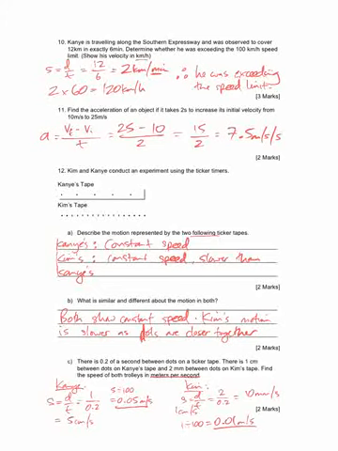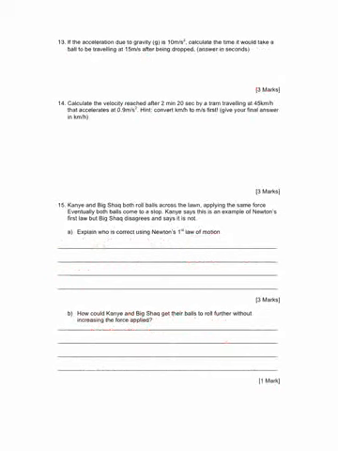Next, page 4. If the acceleration due to gravity is 10 meters per second squared, so we've gone over the fact that it's 9.8. This is just a nice round acceleration for you, easy to calculate with. Calculate the time it would take the ball to be traveling at 15 meters per second after being dropped. So this is the acceleration, change in velocity over time. We know the acceleration, we want to find the time.